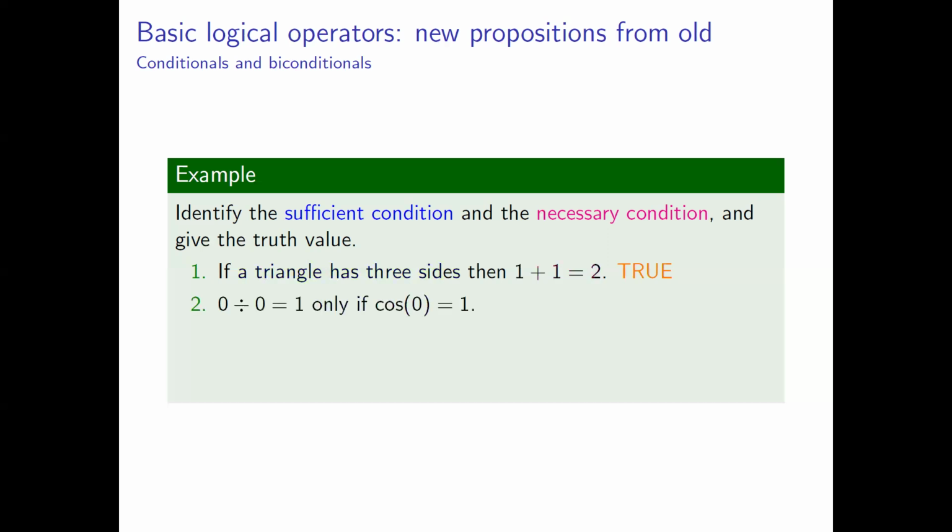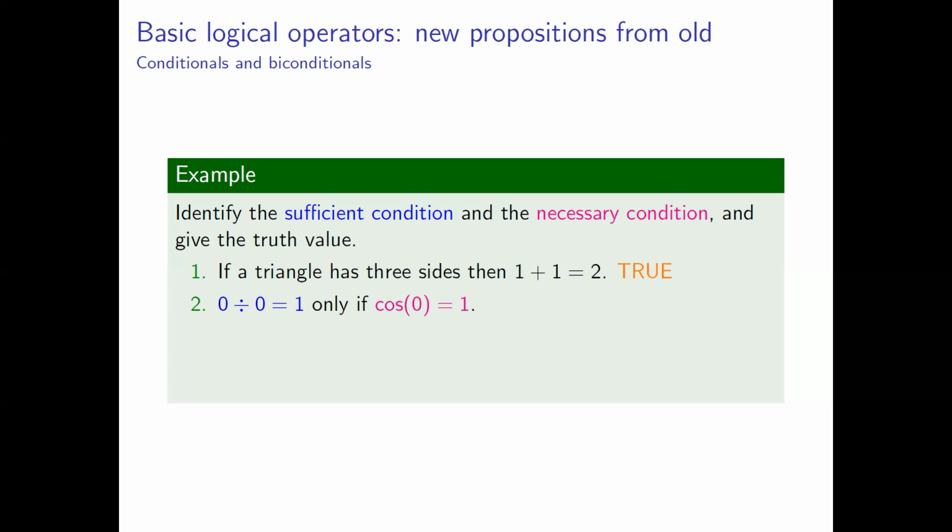For the second example, we have the sentence 0 divided by 0 equals 1 only if the cosine of 0 equals 1. In this sentence, the two conditions are linked by the phrase only if. Hence, this sentence is the same as if 0 divided by 0 equals 1, then the cosine of 0 equals 1. We see that the sufficient condition is the statement 0 divided by 0 equals 1, and the necessary condition is the statement the cosine of 0 equals 1.